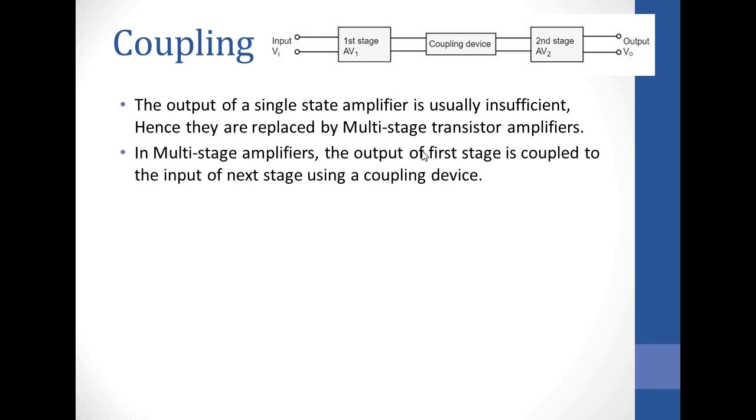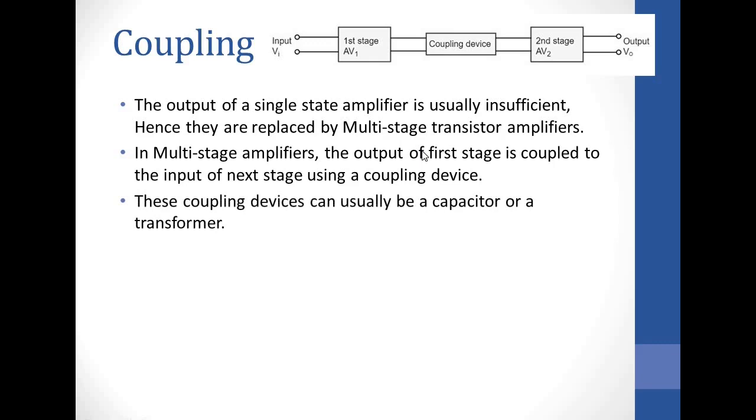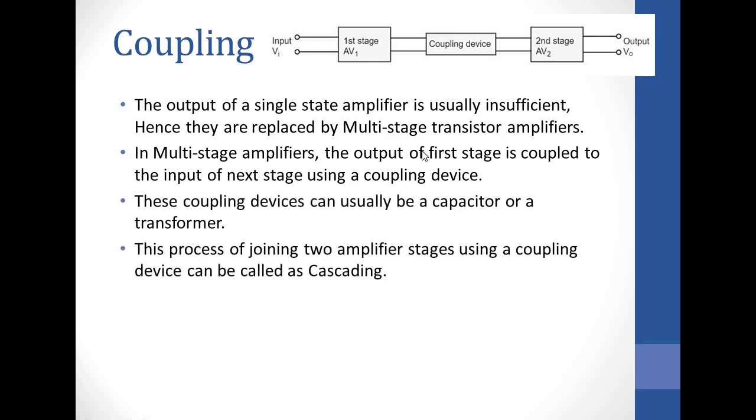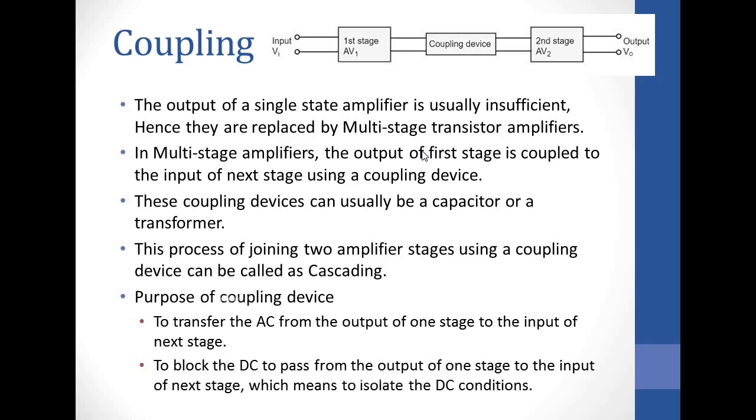So it is used for multi-stage amplifiers to connect one stage to another. The purpose of that is to transfer your AC signal, your signal that has been amplified, to the next stage, whereas eliminating the DC bias.